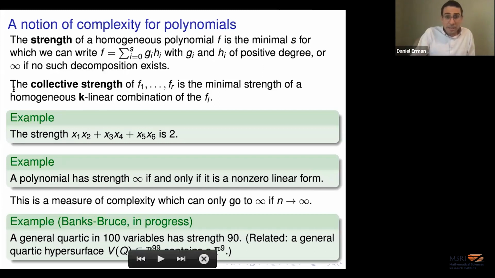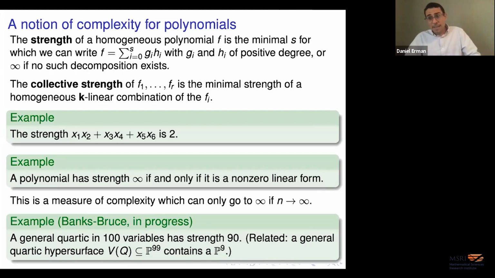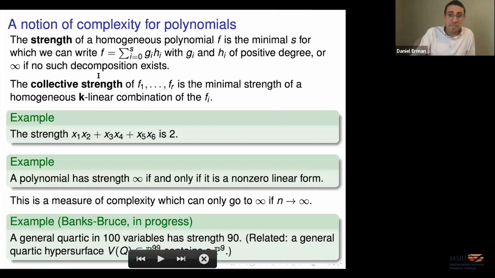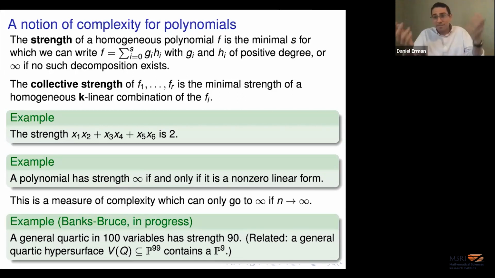One other notion I will need is the notion of strength of a set of polynomials. And for that, I'm just going to take the minimal strength of a k-linear combination of those elements. It's really essential we take k-linear combinations. If we allowed s-linear combinations, we'd always have strength 0 because you could just take f1 and multiply it by x1. So the only reasonable notion is to do something that involves k-linear combinations. So that'll be what we mean by collective strength.